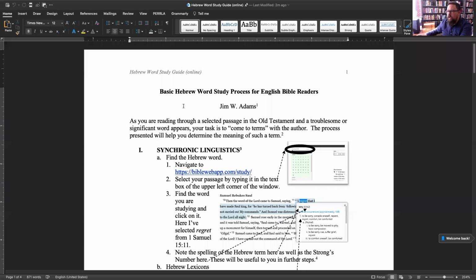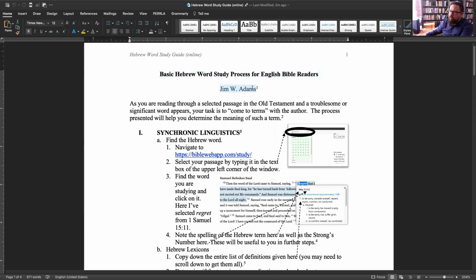Today we're going to be talking about the word study, and so I'm going to walk you through some of the process of how to do a Hebrew word study for your narrative worksheet. So as you can see, we have our word study process here. It's the Hebrew Word Study Guide online. This is the basic word study process for English Bible readers.